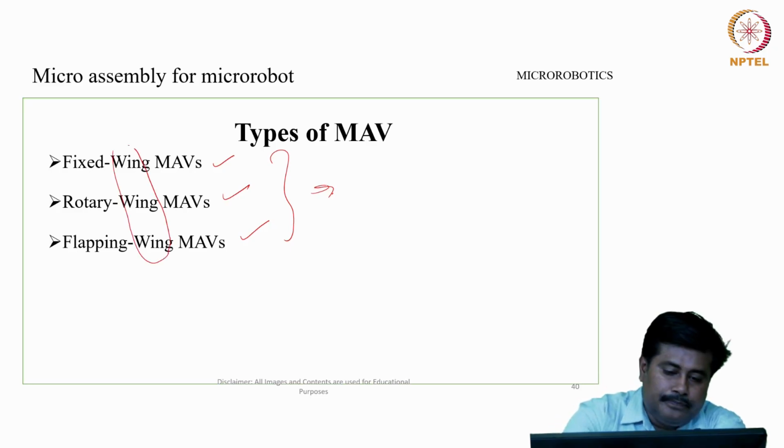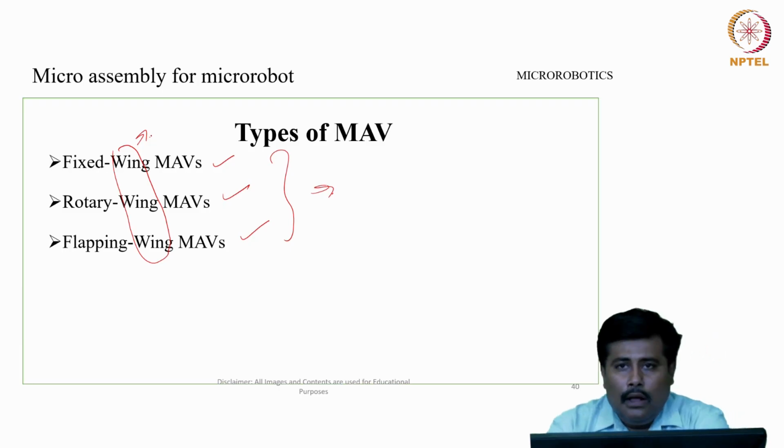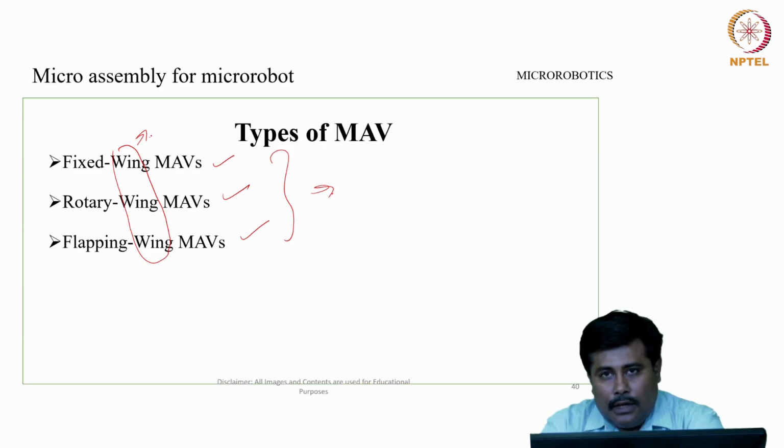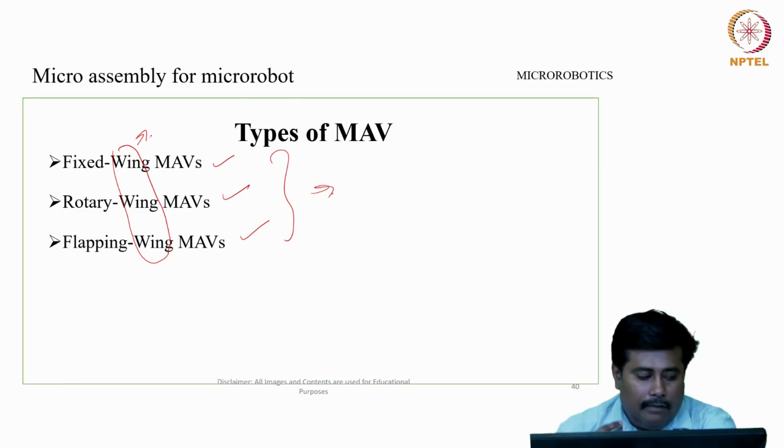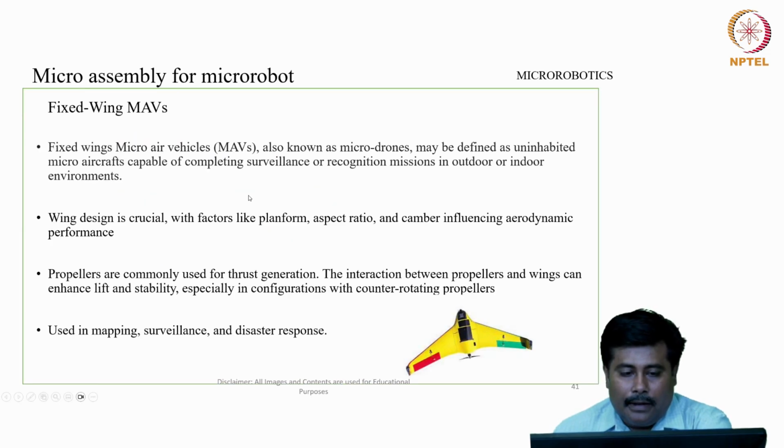depends upon the overall capability, especially the overall movement as well as the overall wing capability. So in some cases we can have a fixed wing type, in some cases a rotary type, and in some cases a flapping wing type.